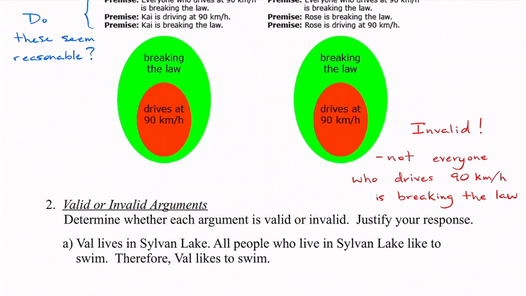Reading through this again, the first thing it said was Val lives in Sylvan Lake. That seems reasonable, nothing wrong with that. Then, all people who live in Sylvan Lake like to swim. I think this has an error, because when you say all people, imagine saying everyone in Sylvan Lake likes to swim. That is a very general, widespread statement. The chance that every single person likes to swim is pretty much 0. So I'm going to say that this one is invalid.